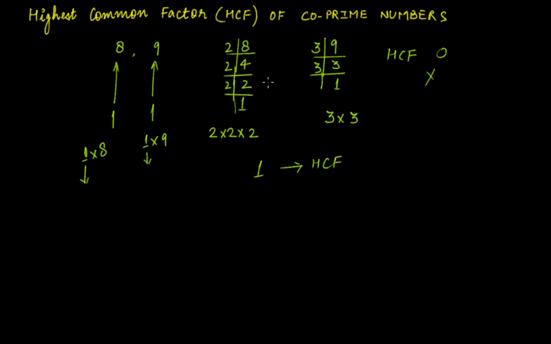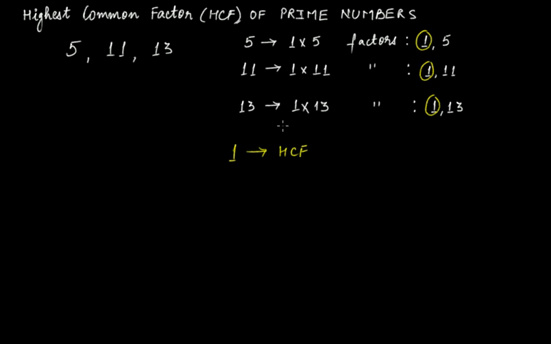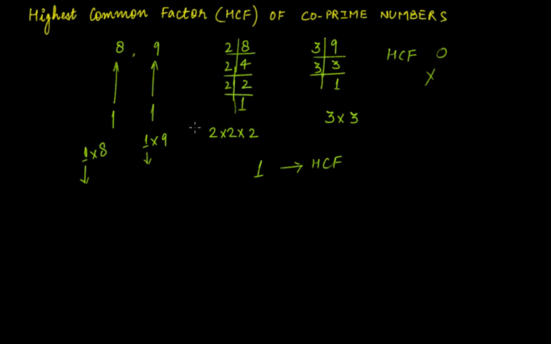It's just similar to what we saw here in the case of prime numbers. In the case of prime numbers, we were not able to write the prime factorization of these 3 prime numbers because these were prime numbers, right? Here we can write the prime factorization of these two numbers, but we don't have any common factor in this one other than 1 itself. So 1 will be the highest common factor.